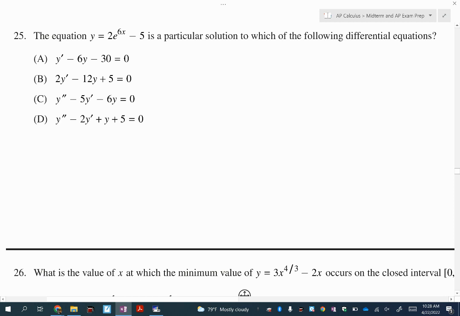Okay. Anyway, we're almost done. Here are 4 differential equations. Why are they called differential equations? Because they got derivatives. Very good. They have derivatives in it.